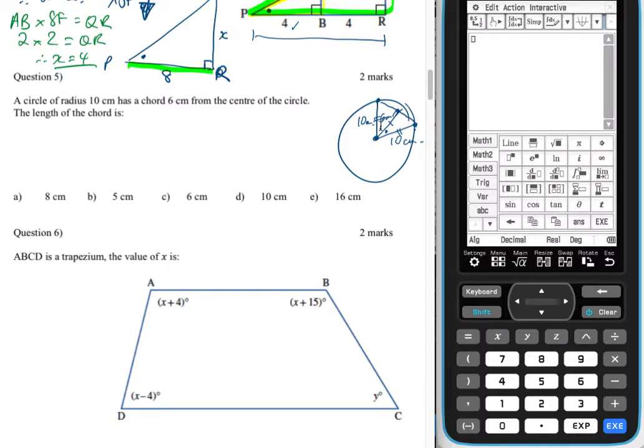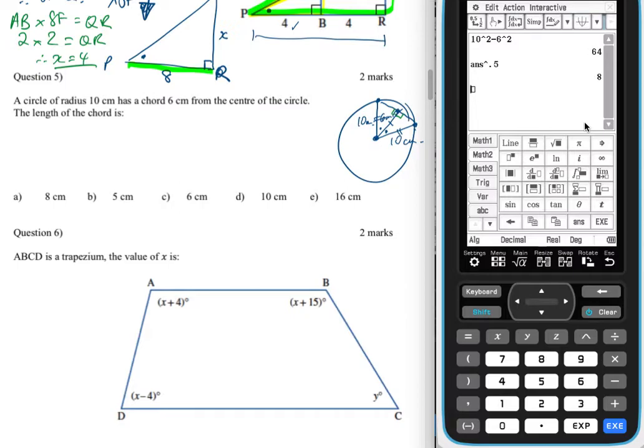Well, this here is going to be a right angle. And if it's a right angle, we can use Pythagoras' theorem. Okay, so 10 squared minus 6 squared will equal this bisection there. So we type that in. 10 squared minus 6 squared, which is 64, and take the square root of that, and we get 8.